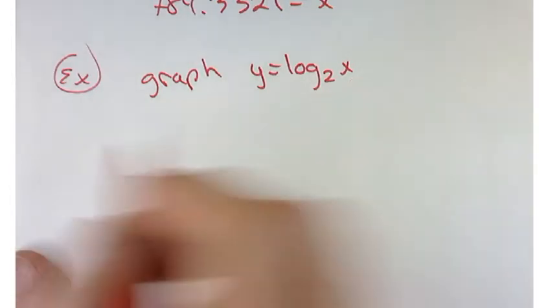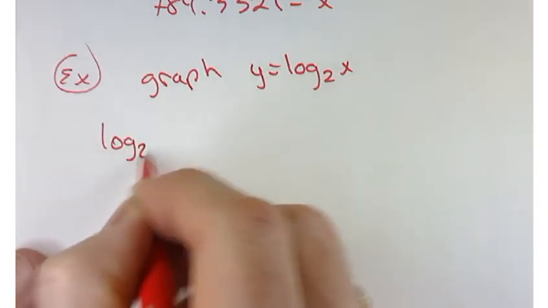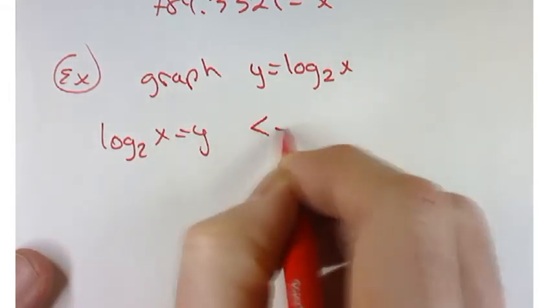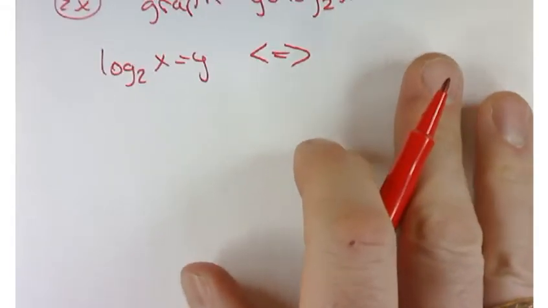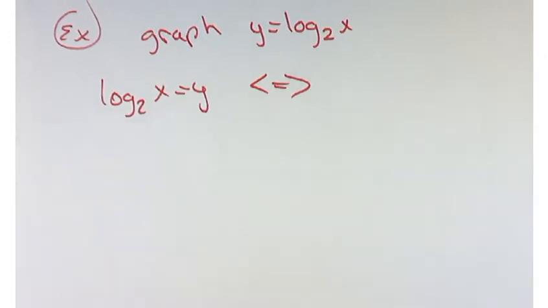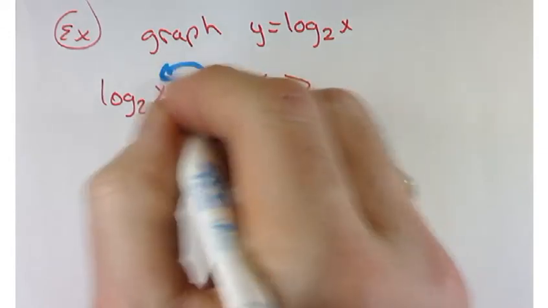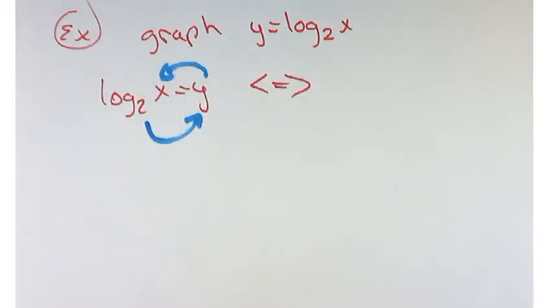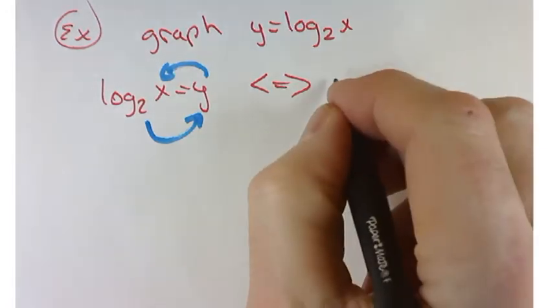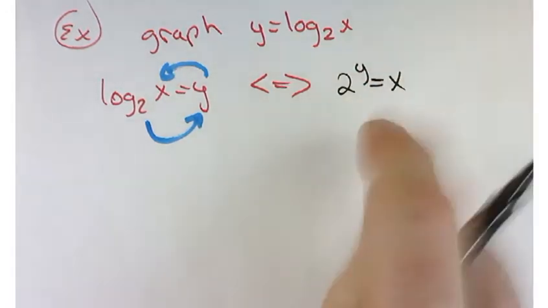So let me rewrite this. Log base 2 of x equals y. And then rewrite it one more time. This time I want to write it with exponents. So, Taylor, what would this look like using exponents? What to what power equals what? Good. Perfect. Thank you, sir. So 2 to the y equals x.